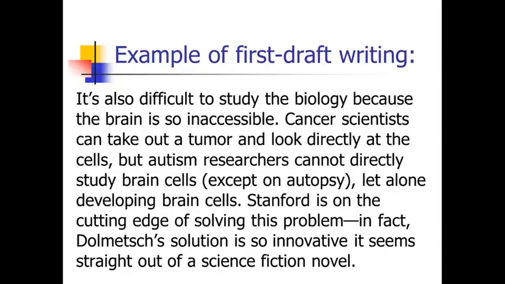So this was a paragraph from the lead of a story, and it didn't read too bad on the first draft, but I'll show you what happens on revision. So it says, it's also difficult to study the biology because the brain is so inaccessible. Notice the "it is" that I've started with. I've told you not to use "it is" or "there is." Cancer scientists can take out a tumor and look directly at the cells, but autism researchers cannot directly study brain cells except on autopsy, let alone developing brain cells.